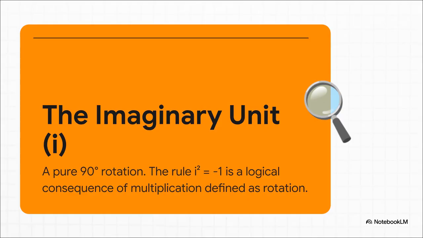And this is it. This is the big aha moment. That rule, i squared equals -1, it's not some strange definition somebody pulled out of thin air. It's the logical, completely unavoidable result of defining multiplication as rotation in 2 dimensions. The number i is, at its heart, just a quarter turn.